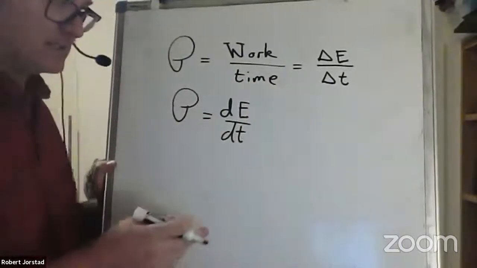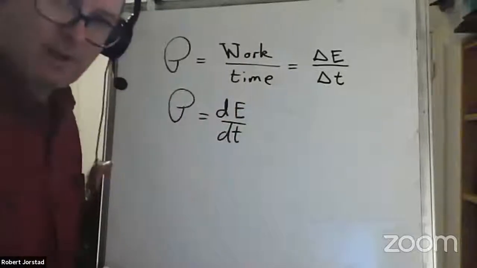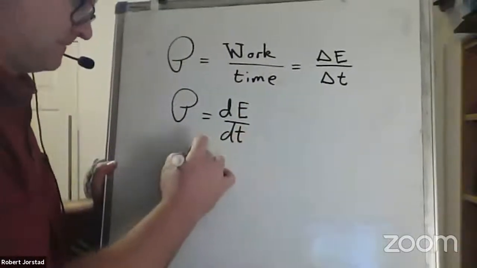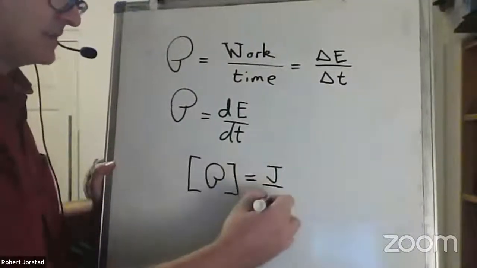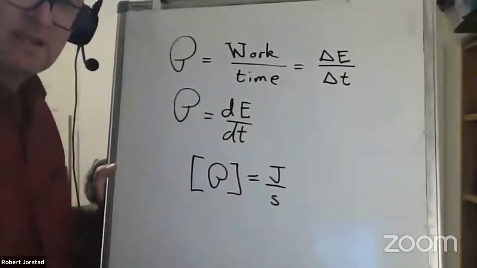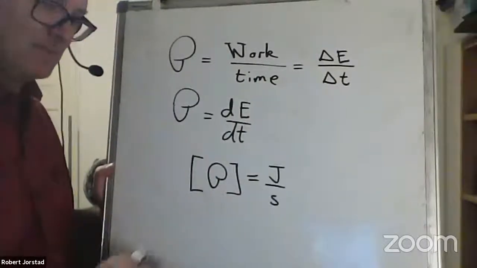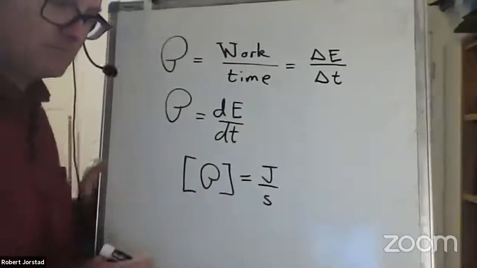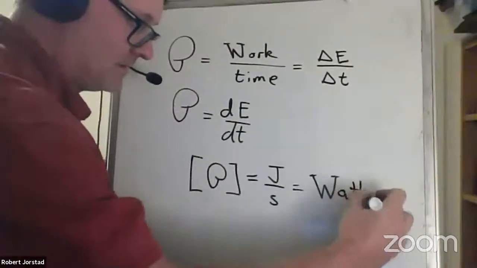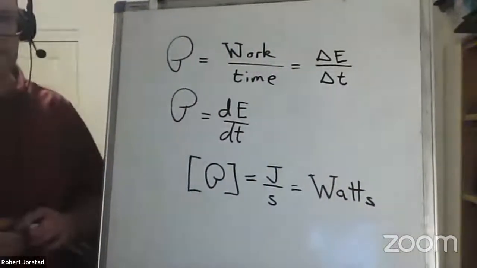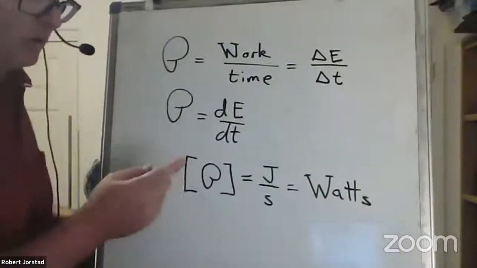What are the units of this? Well, let's check. What are the units of work? Do you remember? Joules? Newton meters? Joules, right? And what are the units of time? Well, that's just seconds. Joules per second. There's another name for this unit. Does anybody know the name that we usually associate with a joule per second? Watts. Okay. So the units of power are watts.